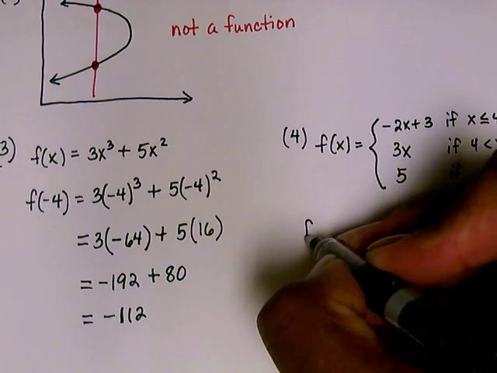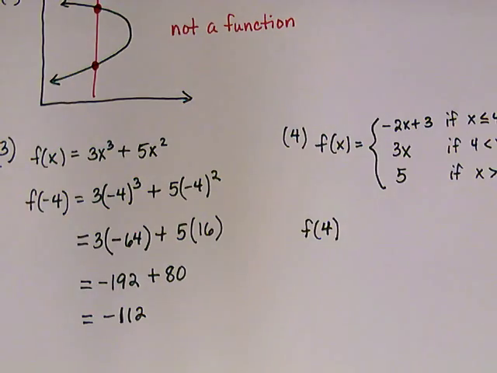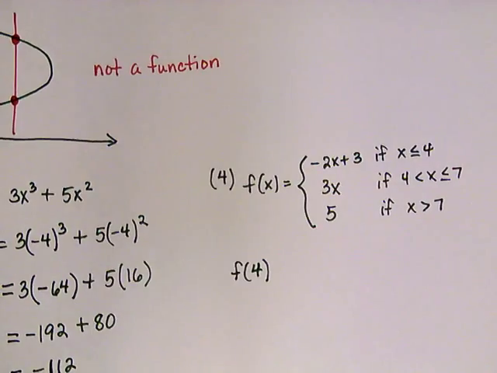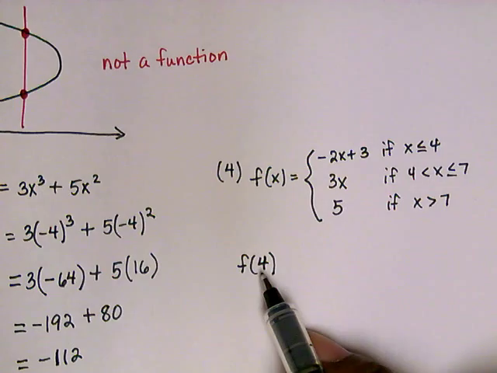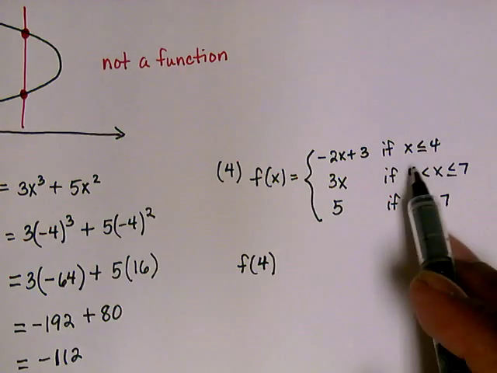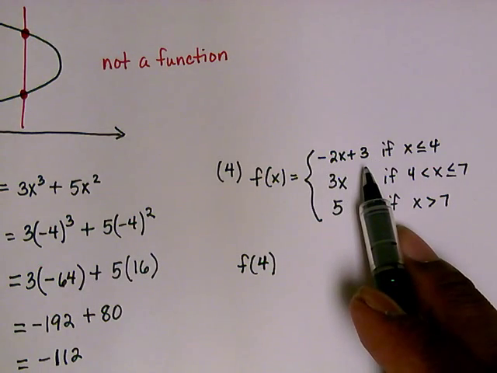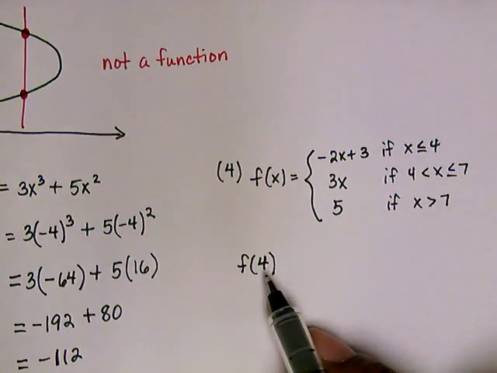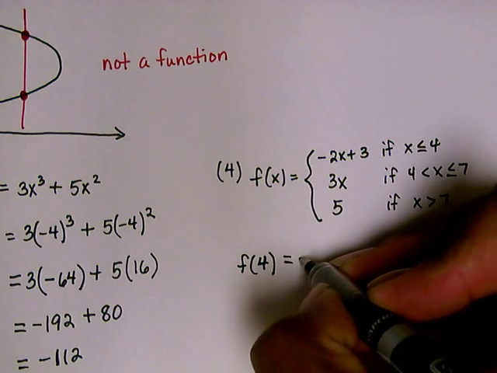So here we want to find the value of that piecewise function at x is equal to 4. Now in this case here, we're going to use one of these 3 based on this x value. Here the x is 4, so that means it is equal to 4. That means we have to use the negative 2x plus 3. That's used if x is less than or equal to 4, and in this case, our x value equals 4, so we use negative 2x plus 3.